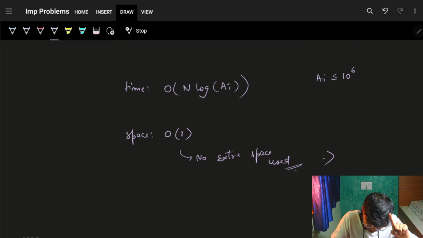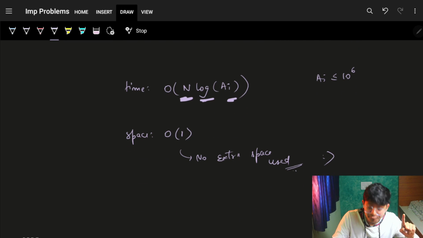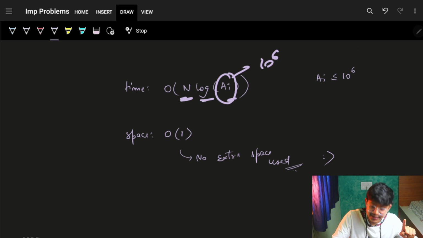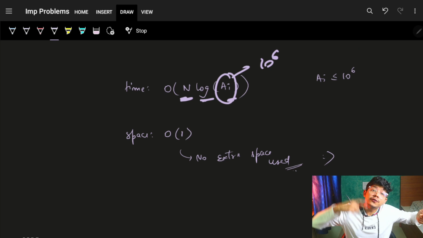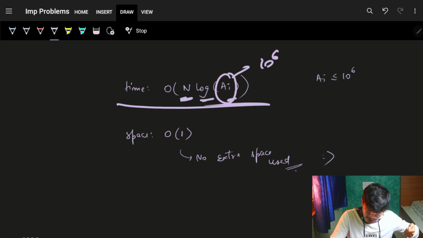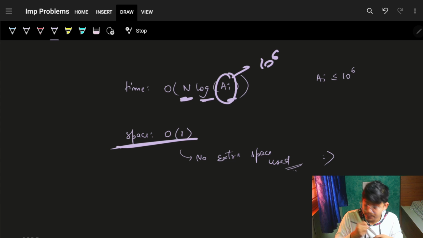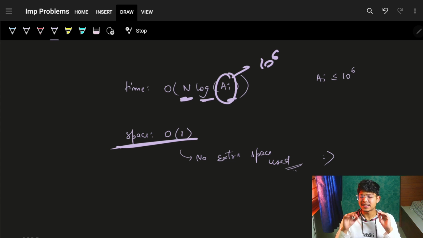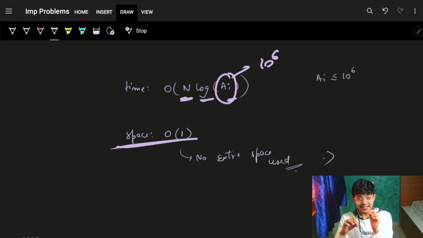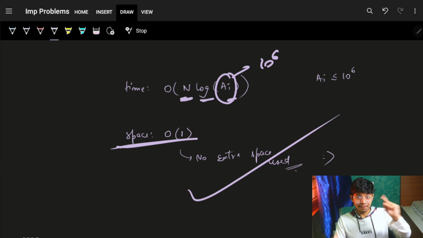By this, you will see that your time complexity is O of n log A of I, where A of I is the range of values. Earlier, it was O of n log n because of sorting. It is here because of binary search. And now, space is O of 1 because you are not using any extra space, any vector, anything like that. That's the reason this problem you can solve by using this.